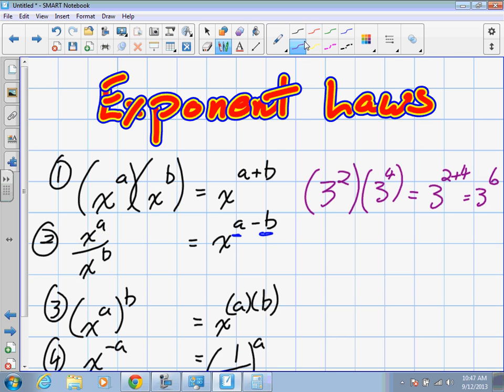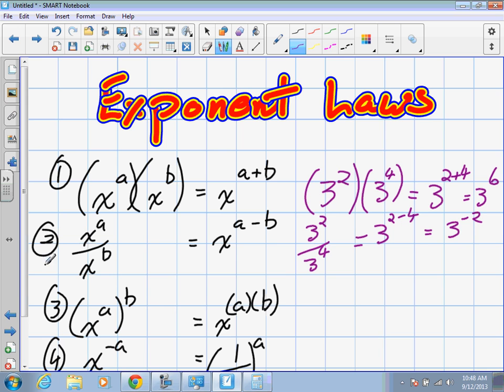Let's use those same two values. Let's say we have 3 to the power of 2 over 3 to the power of 4. We can rewrite this as just 3, the base, and we always take the exponent on top to start. So because we had the 2 first, we start with 2, subtract 4. 2 subtract 4 is going to be -2. So our answer is -2. And we'll talk about how to change negatives into positives after.